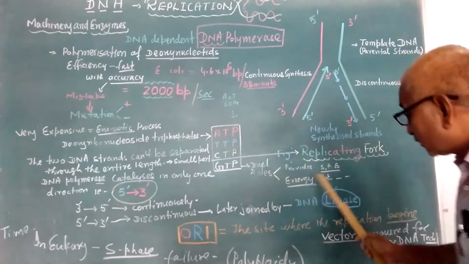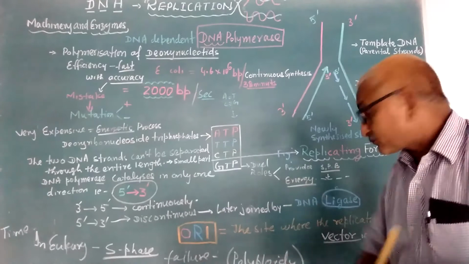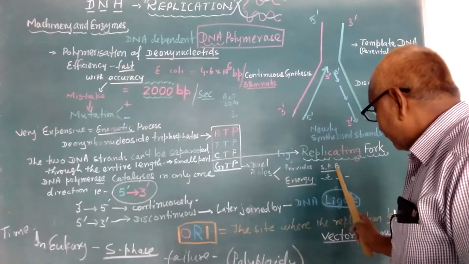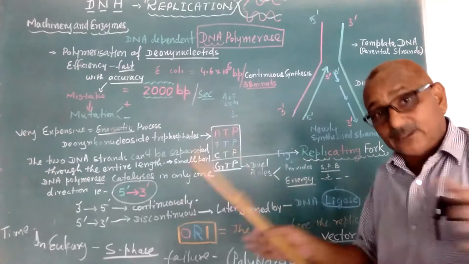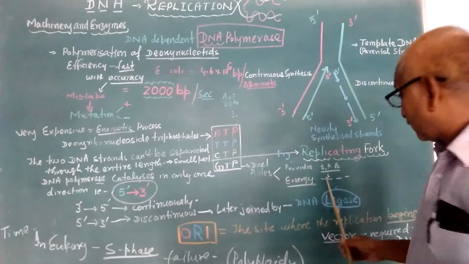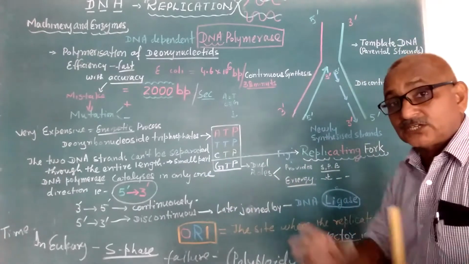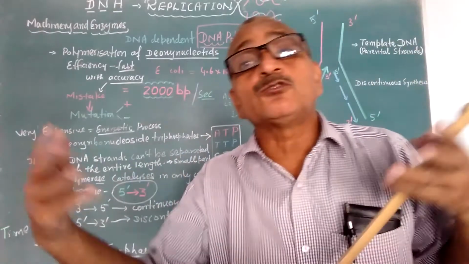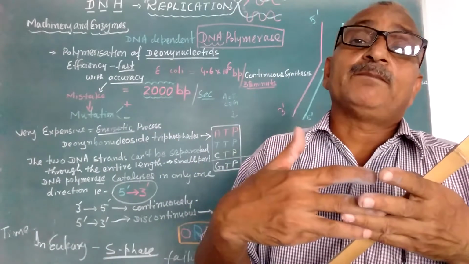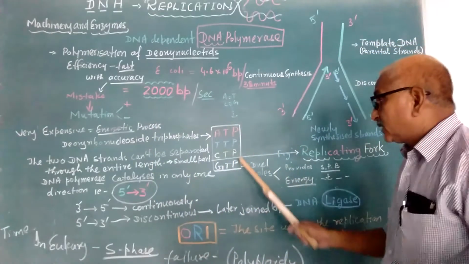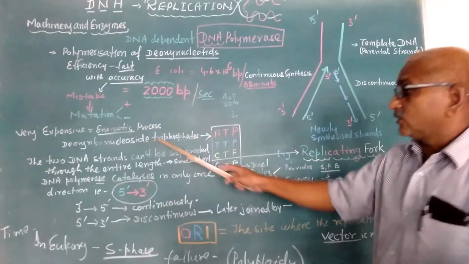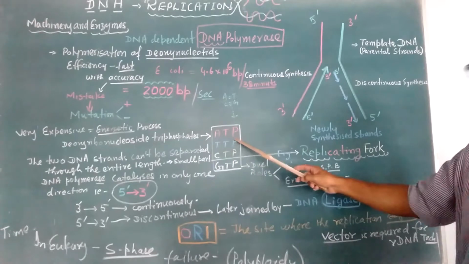So it gives the nucleoside as well as the bases, sugar, phosphate, and the energy. By breaking of the bond, it provides the energy required for polymerization, for the addition of base pairs, adenine, thymine, cytosine, guanine, like this. Okay. So in this way, the deoxyribonucleoside triphosphate plays a dual role.